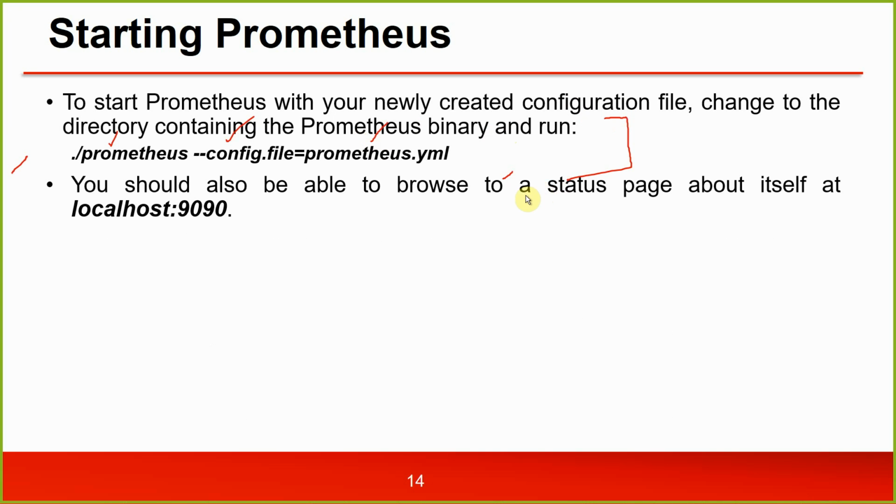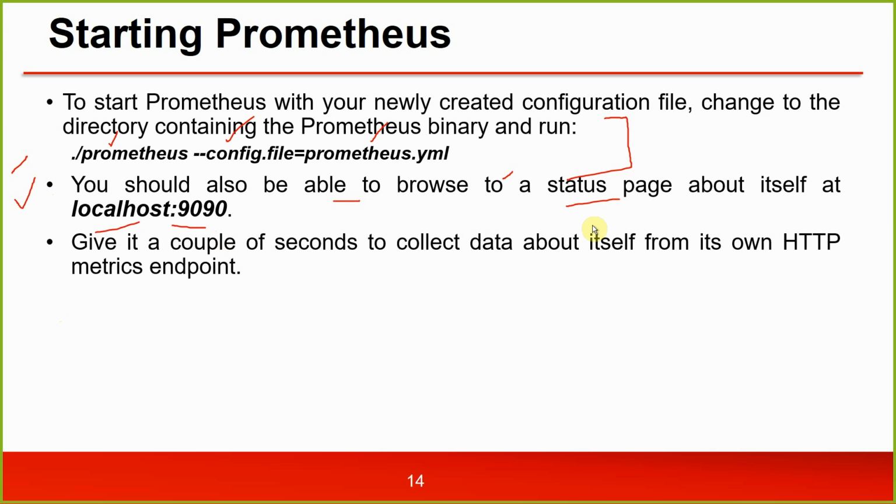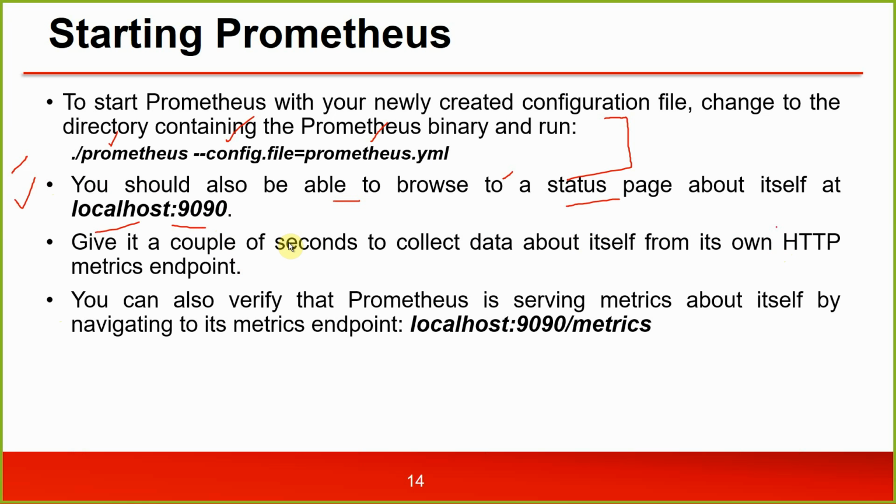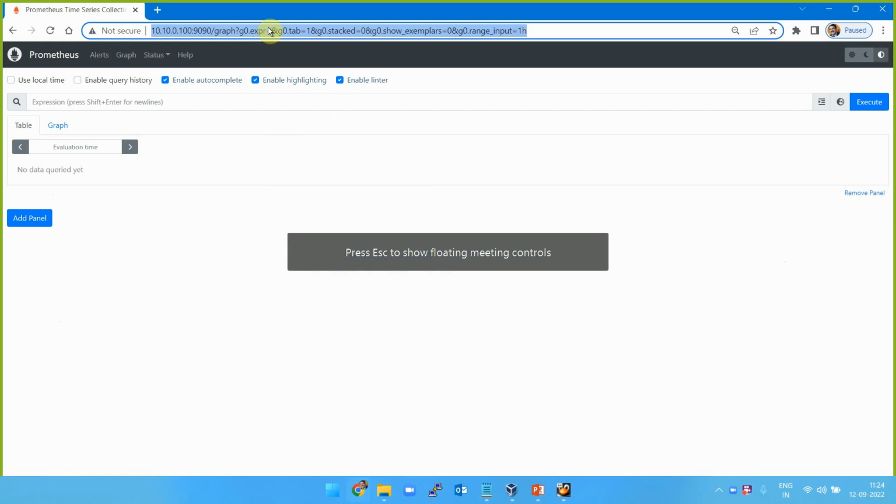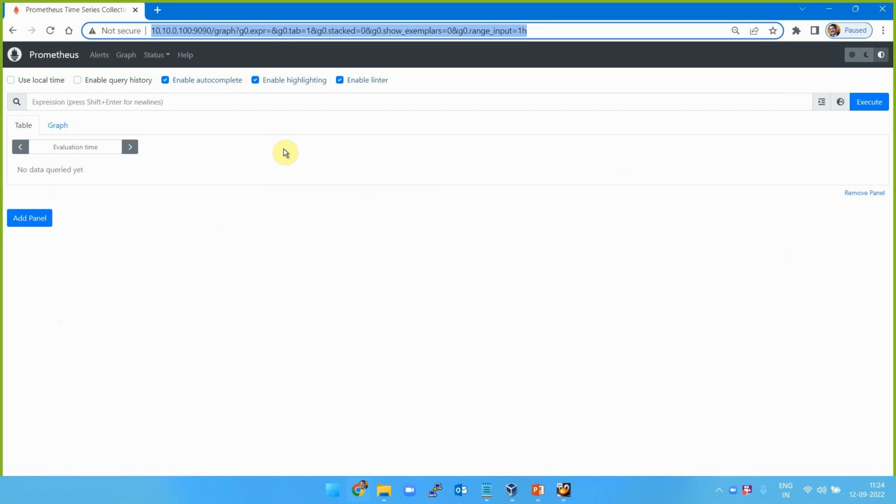So two approaches I have discussed. Use whichever is best for your environment. You should also be able to browse to a status page about itself at localhost:9090. Give it a couple of seconds to collect data about itself from its own HTTP metrics endpoint. You can also verify that Prometheus is serving metrics about itself by navigating to its metrics endpoint, like localhost:9090/metrics.